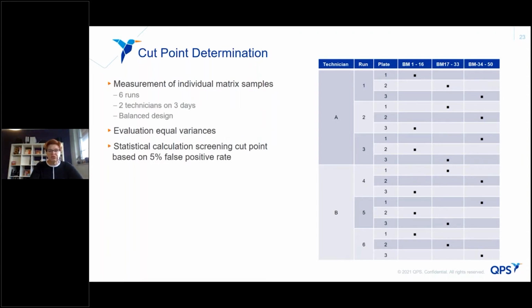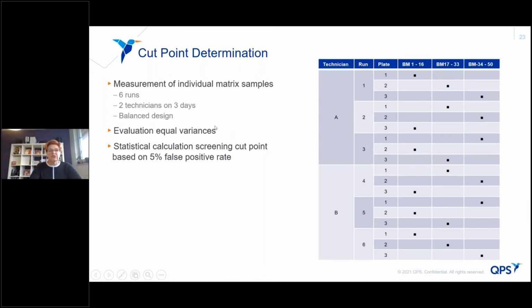So first I will take you through the approach that we followed, I think, up till 4 or 5 years ago, in which the ADA assay validation for human and preclinical species was approached in a very similar way. For the screening cut point determination, we would typically measure a set of individual samples in 6 runs by 2 technicians on 3 days in a balanced design. For preclinical species, the number of individuals would be lower than for human, but otherwise it would be similar.